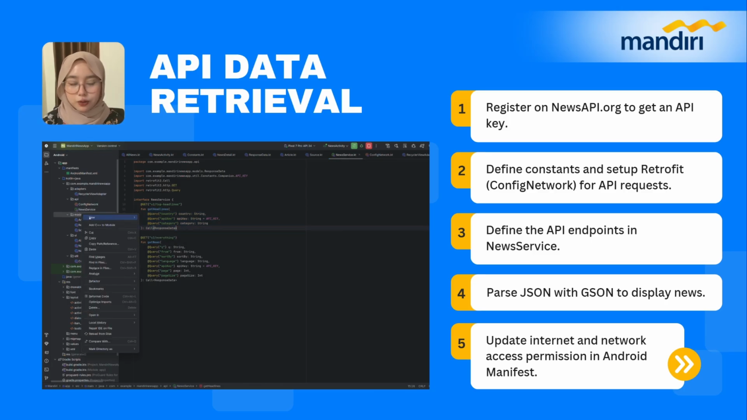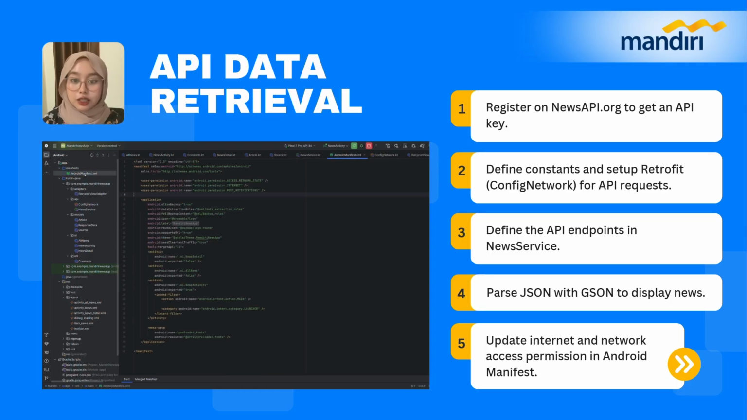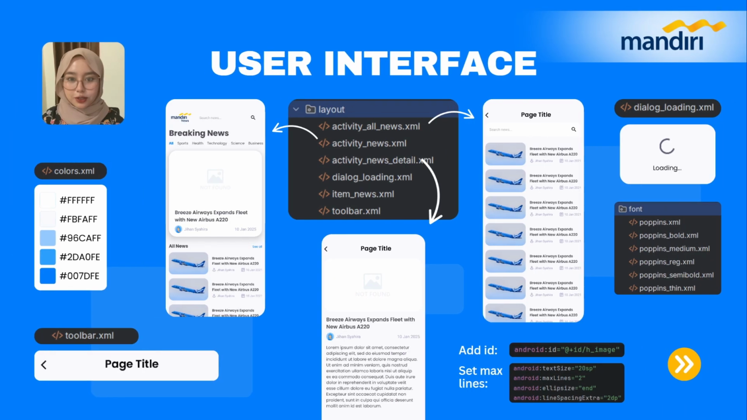And then, since I already copied all of the JSON data, I can use a JSON plugin in Android Studio to have a data model for our application. The last thing that we have to do is to update our permissions in the Android manifest, since to retrieve the data from NewsAPI we need internet access, so we have to add the internet and network access permissions in the Android manifest.